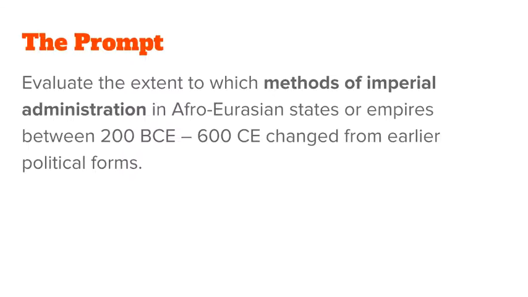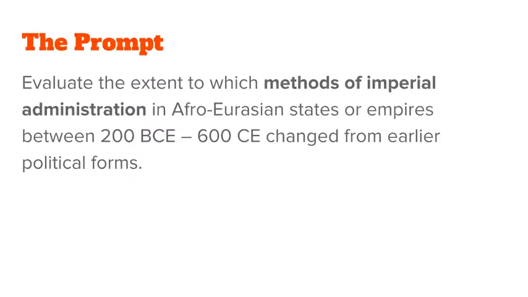The last thing I want to say about the prompt before we get into some examples is the section that I've put in bold here, which is this phrase, methods of imperial administration. And so what we're looking for in an essay on this prompt is a discussion of how governments rule over their people, how they control their people, how does the government or the state influence the people inside its boundaries. That's what we're looking for specifics about in this particular essay.